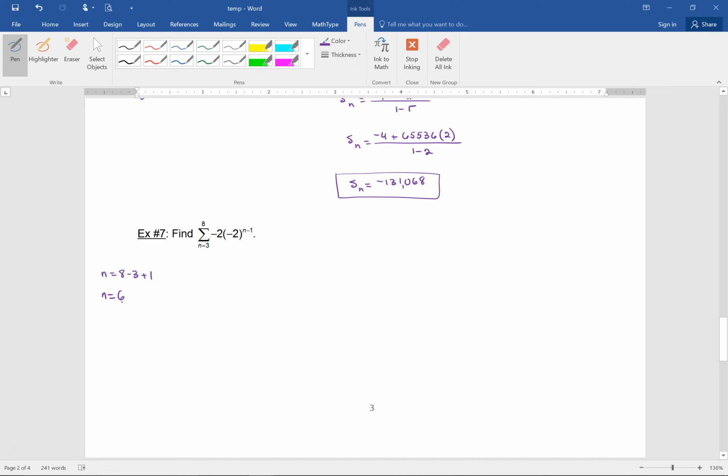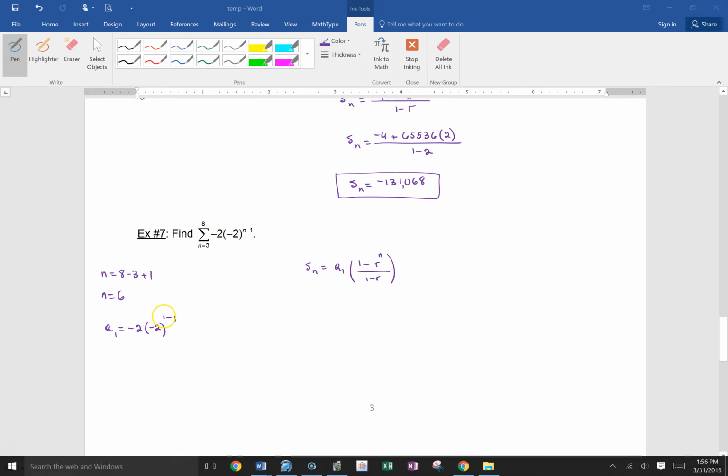All right, so we need Sn. We don't have an for this, right? So we're going to use the other one. We're going to use a1 times 1 minus r to the n over 1 minus r. So we got what n was. What's a1? We could easily find a1 because it's negative 2 times negative 2 to the power of 3 minus 1.